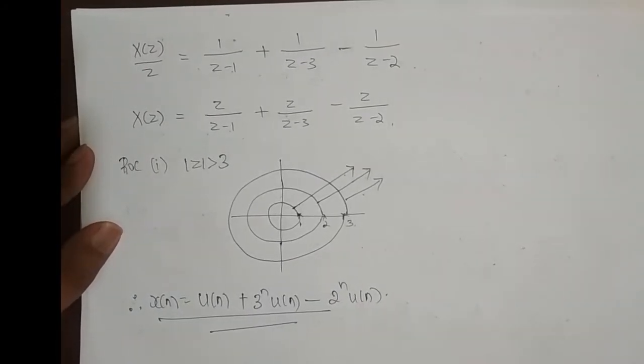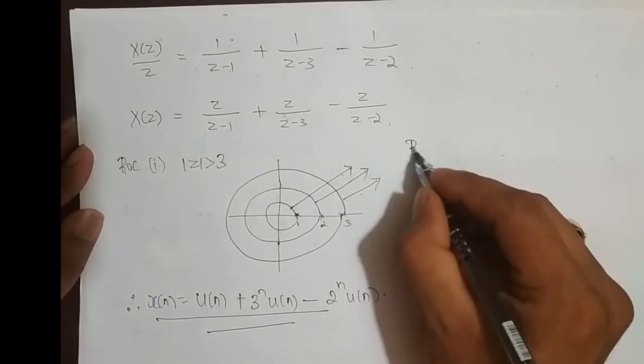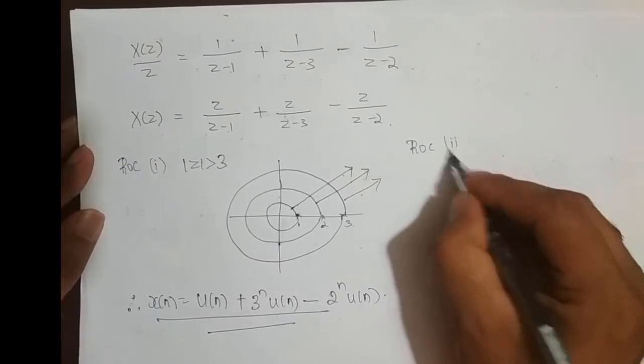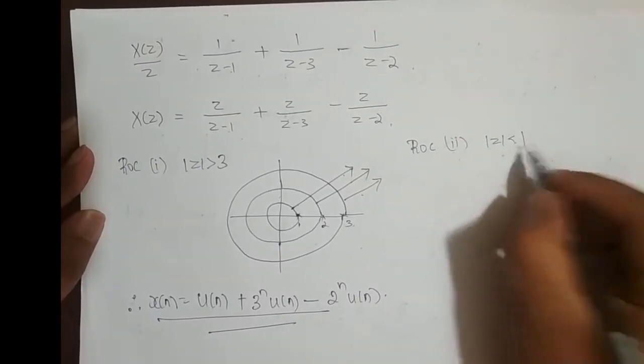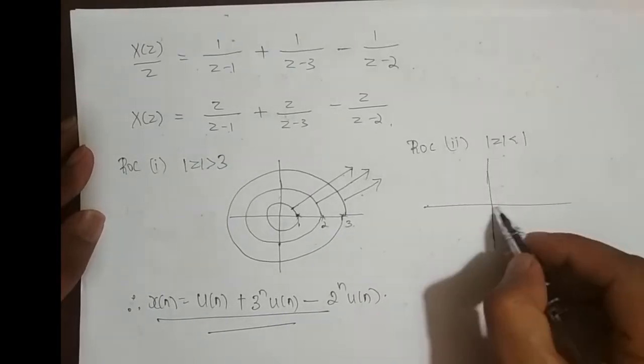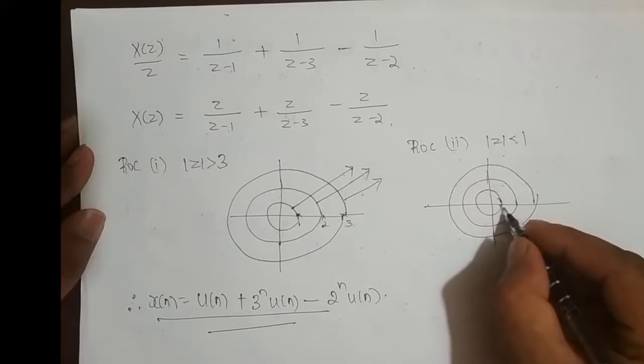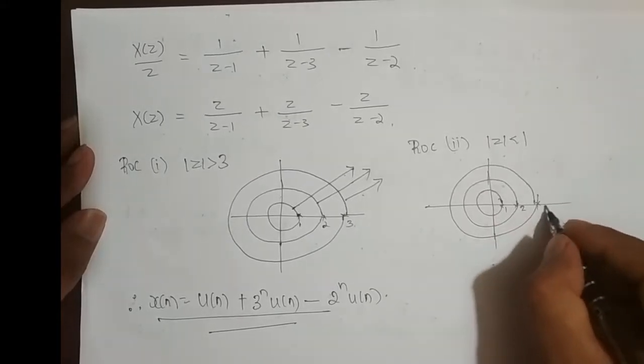Okay, so this is the inverse z transform for ROC magnitude of z greater than 3. Next, the second case. I'll write it here itself. The second case is ROC magnitude of z less than 1. In this case, all the ROCs should intersect inside the innermost circle, right? This is at 1, this is the pole at 2, this is the pole at 3.